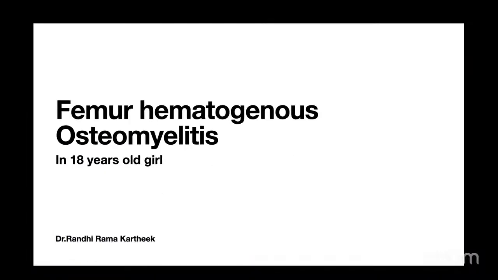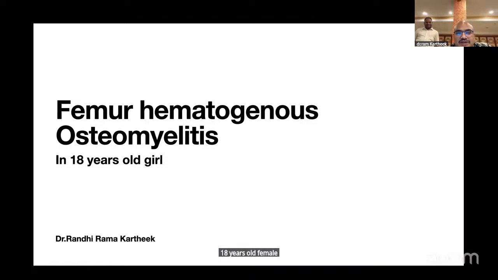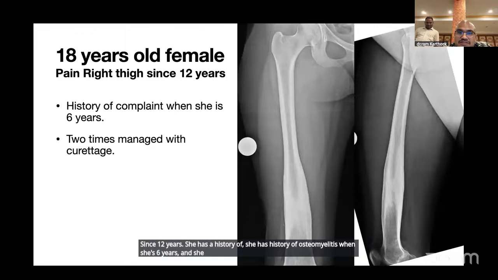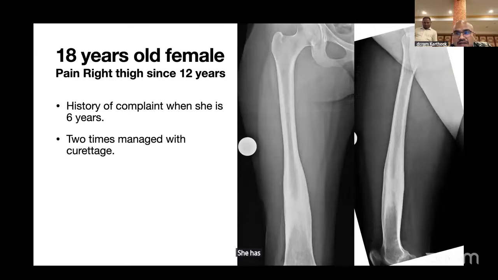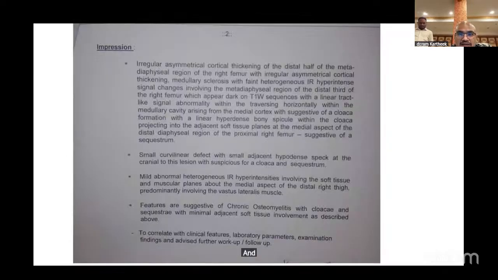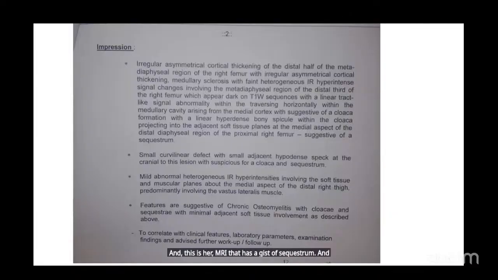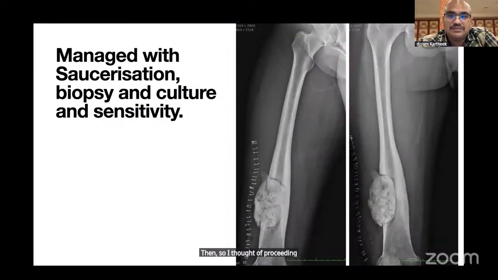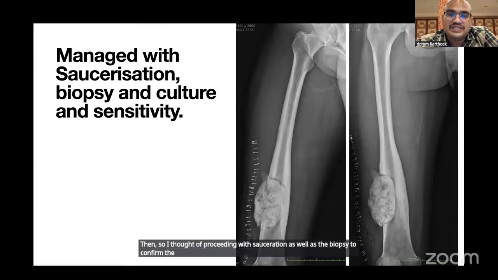An 18-year-old female came with the chief complaint of pain in the right thigh since 12 years. She has a history of osteomyelitis when she was 6 years old, and she has undergone sequestrectomy 2 times. She has more pain during night time. This is her X-ray at the time of arrival, and this is her MRI that has suggested a sequestrum. So I thought of proceeding with sequestrectomy as well as a biopsy to confirm the diagnosis and culture sensitivity.